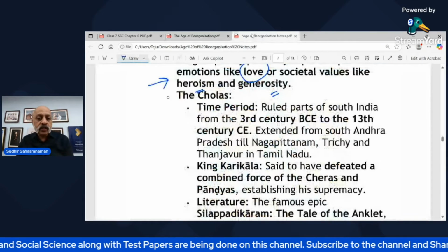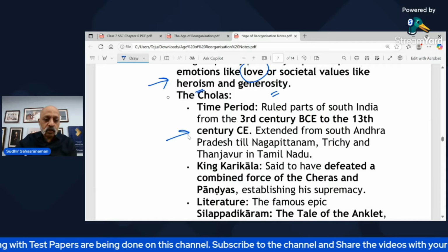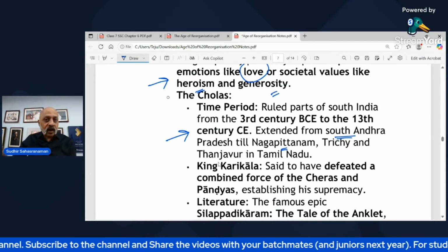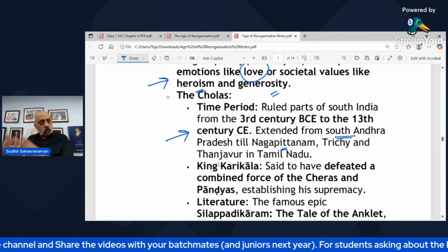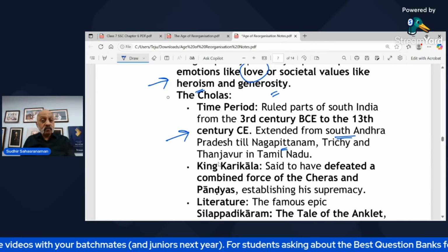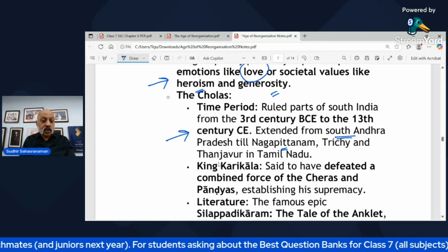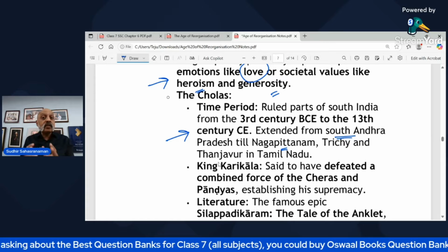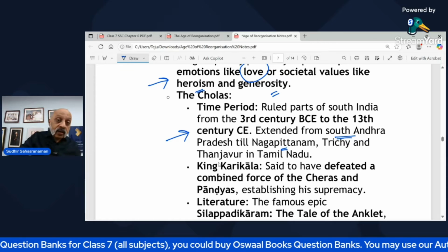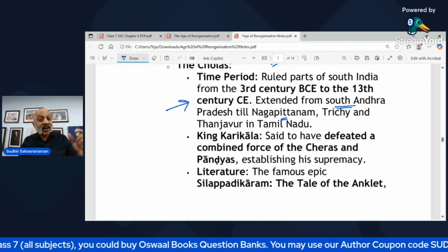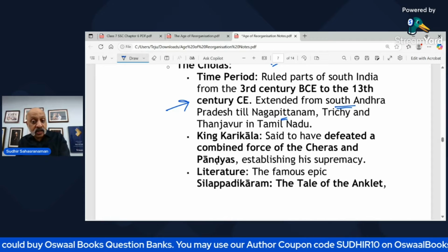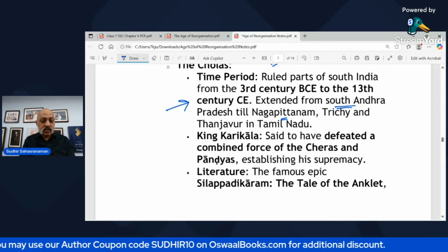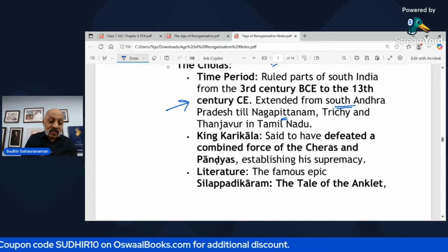Now, when did they rule? They ruled from the 3rd century BCE to the 13th century CE, extending from the southern part of Andhra till Nagapattinam. Nagapattinam is in central Tamil Nadu towards the coast. Trichy, or Tiruchirappalli, which is the long form of Trichy, and Tanjavur, which I just mentioned, were very important centers of the Chola kingdom. Now, King Karikala is said to have defeated a combined force of the Pandyas and the Cheras, and he established his supremacy.